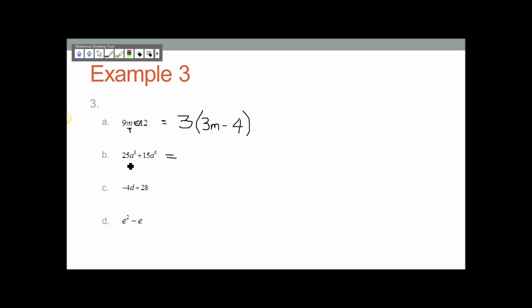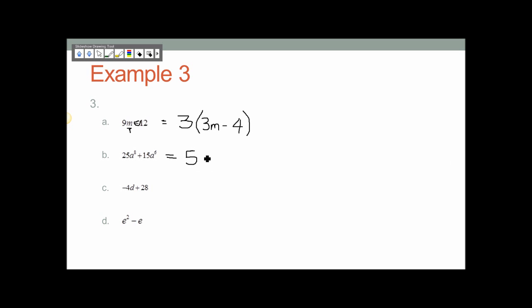Now, if we have a look at the numbers first, we know that the first one is 25 and the next one is 15. What's in common between those two numbers? What can be easily divided into both 25 and 15? Well, hopefully you know that that's going to be the number 5.